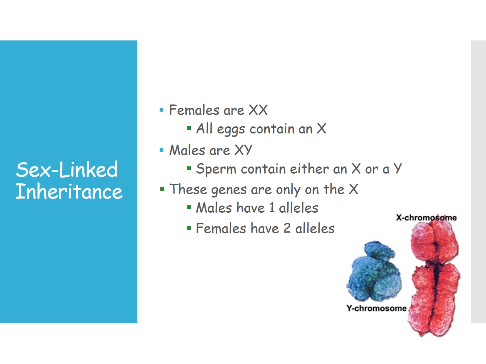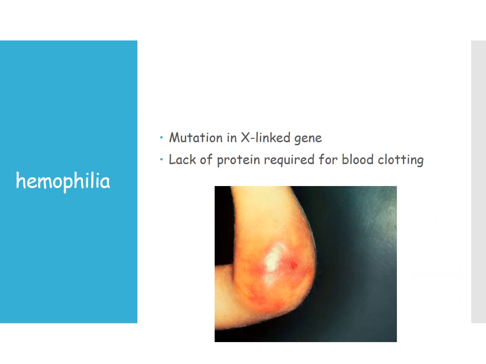For a trait that is inherited in this way, the gene is only on the X and not present on the Y. So in that case, males only have one allele on their X, where females have 2, one on each of the X's that they inherit. Hemophilia is an X-linked recessive disorder, and this is a mutation of a protein that's required for blood clotting.